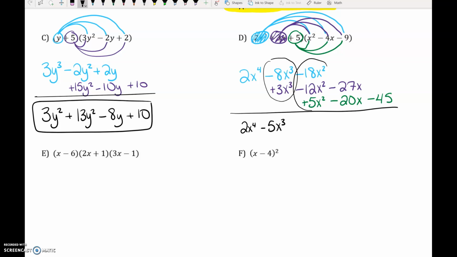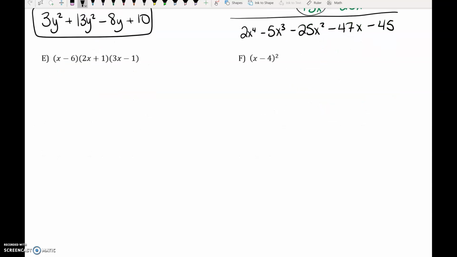Then I've got these three terms, and if you need to use your calculator for this, totally fine. Type in the negative 18 plus negative 12 plus 5. That should be negative 25x squared. Negative 27 and negative 20 makes negative 47x minus 45. Don't be alarmed if your numbers start to get pretty big. When you're multiplying polynomials that have numbers like 5 and 9 in them, you're going to start getting some bigger numbers.